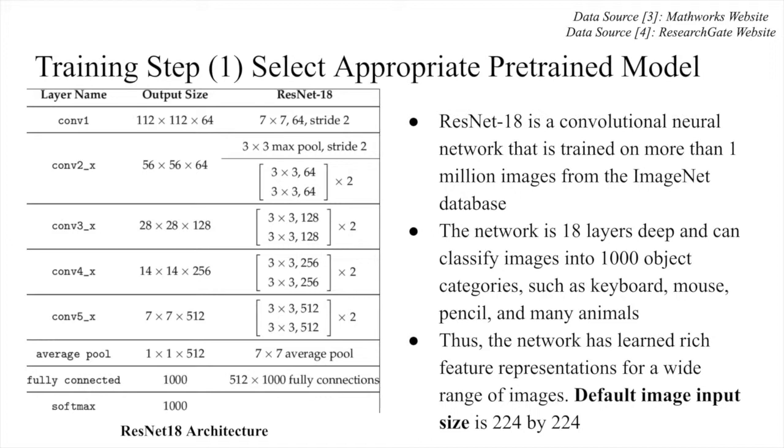ResNet 18 is a convolutional neural network which is trained on more than 1 million images from the image dataset. The network is 18 layers deep and it can classify images into 1,000 object categories, such as keyboard, mouse, pencil, and many animals. Therefore, the network has learned rich feature representations for a wide range of images.